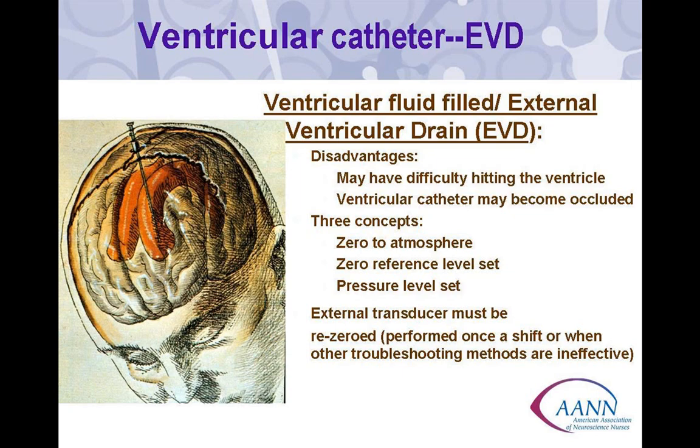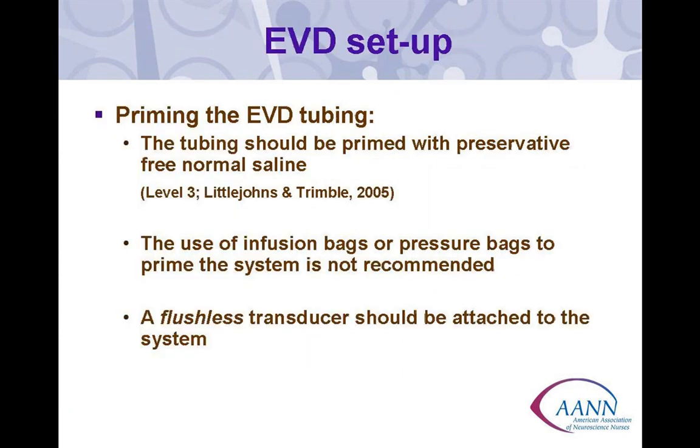Priming the EVD tubing: the tubing should be primed with preservative-free normal saline, and the use of infusion bags or pressure bags to prime the system is not recommended. It's also recommended that a flushless transducer should be attached to the system. So transducers that are traditionally used for arterial lines or central lines are not to be used in this device. Next slide.